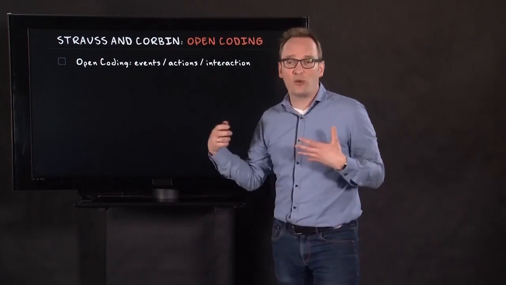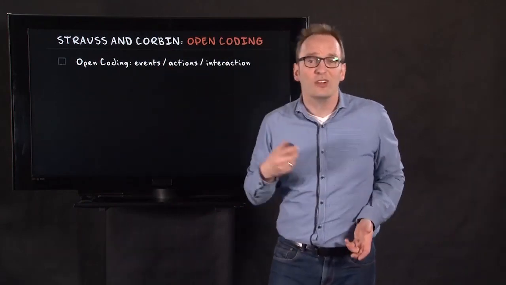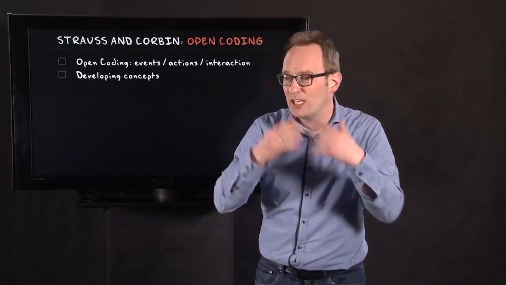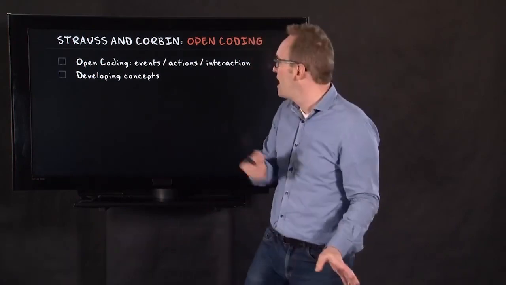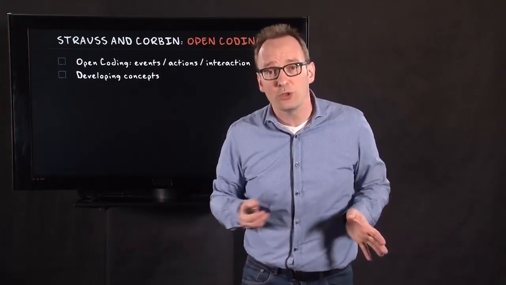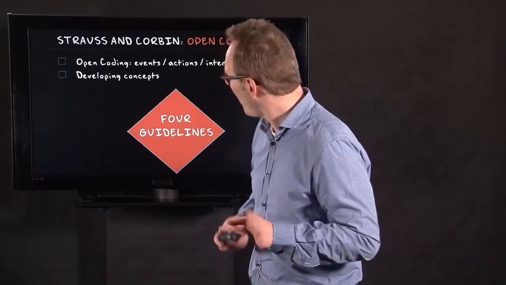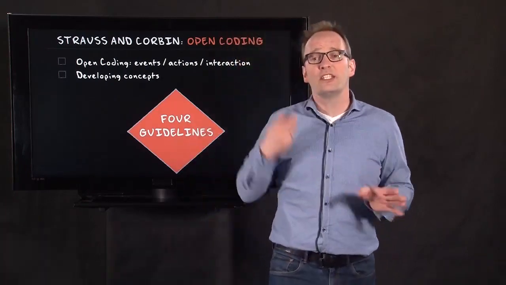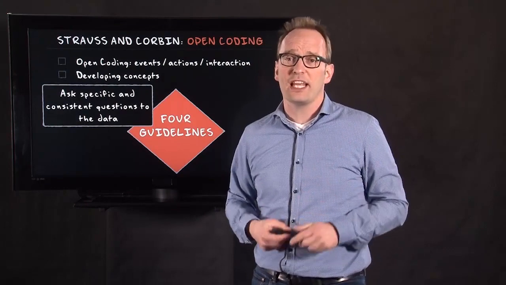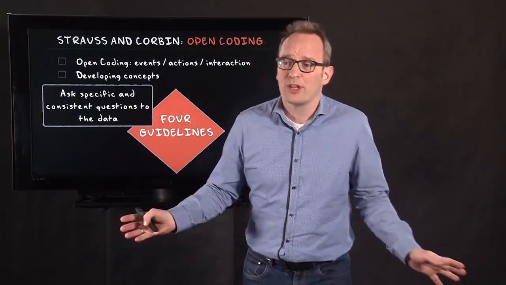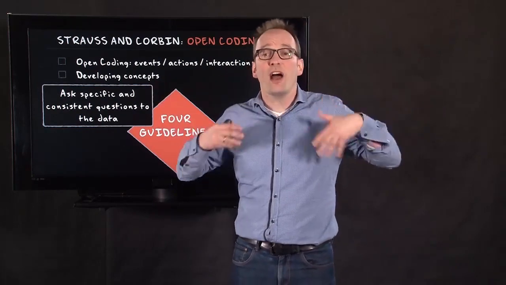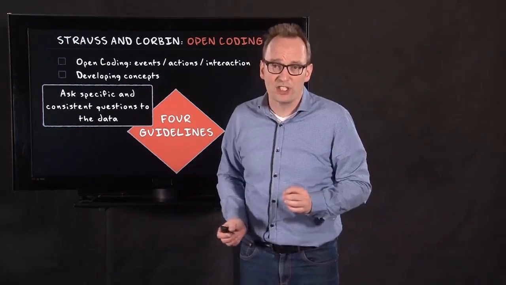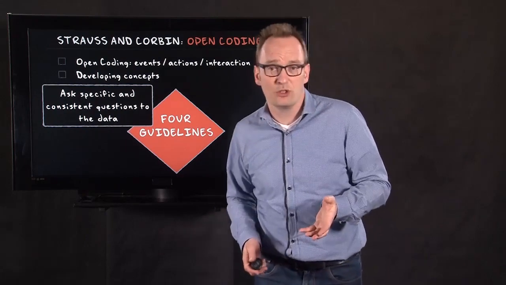What you code for are events, actions, or interactions. There's symbolic interactionism here. You try to develop concepts. So you read your text, your transcripts, your field notes, and then you write down these little notes, these little codes. In order to do so, they suggest four guidelines. The first is ask questions of your data. Because you can't just go about and code. No, you have to ask specific and consistent questions of your data.